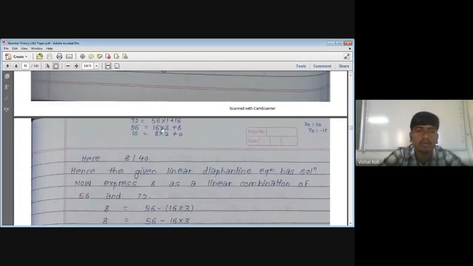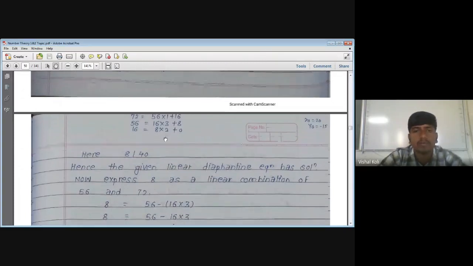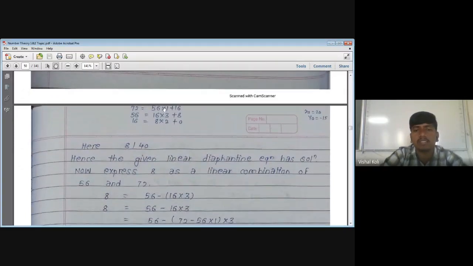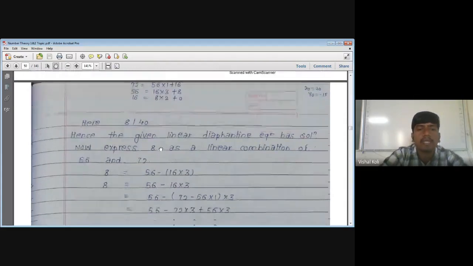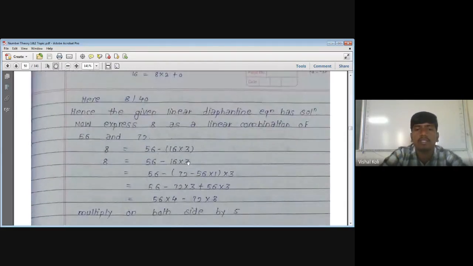and the value of 16 is nothing but 72 minus 56 into 1. Therefore, 8 is nothing but 56 minus 16 into 3, and 16 is nothing but 72 minus 56 into 1. Therefore, 56 minus (72 minus 56) into 3, which is 56 minus 72 into 3 plus 56 into 3. Therefore, 3 times 56 plus 1 times 56 is nothing but 4 times 56 minus 3 times 72. Therefore, we get 8 equal to 4 times 56 minus 3 times 72.